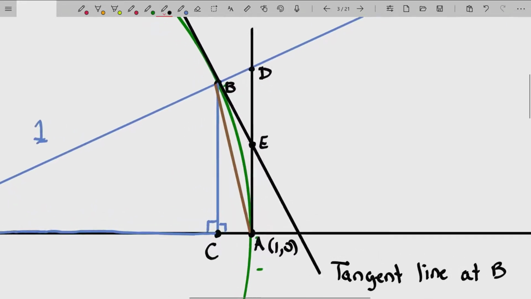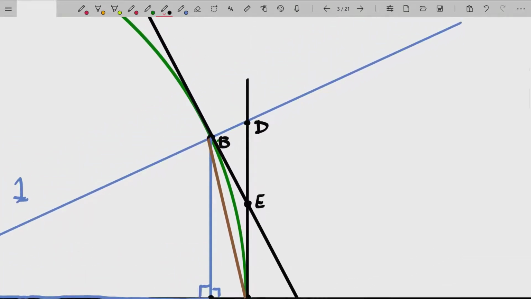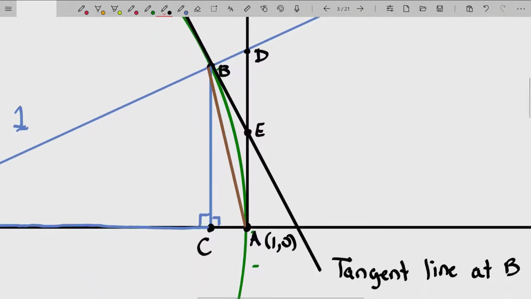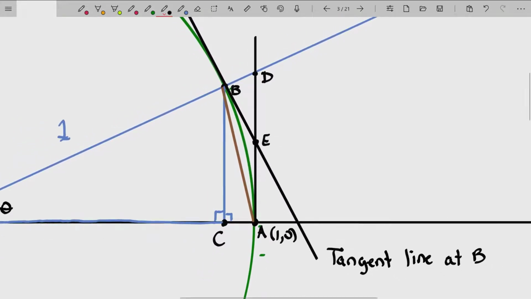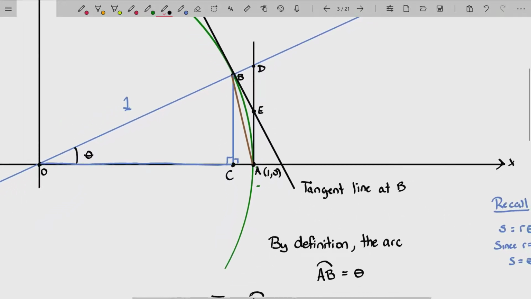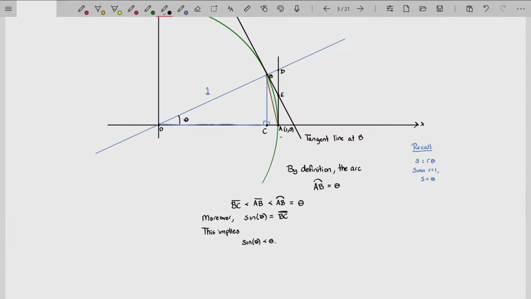So I've drawn in an altitude from A to this point D up here, and I've labeled that point obviously D, and I've also labeled the intersection of our tangent line and that altitude as E. Now it does look really terrible. I 100% agree with you, but this just allows us to solidify our proof. So watch what happens.